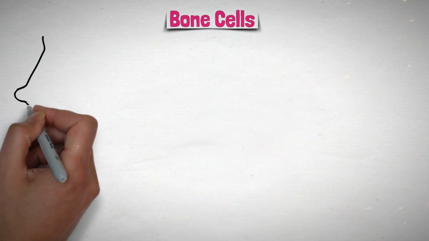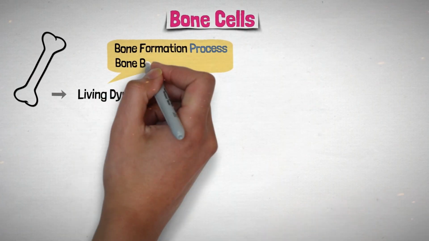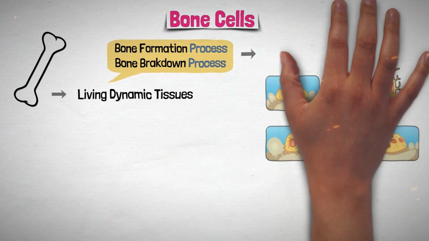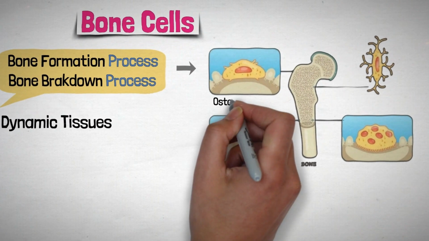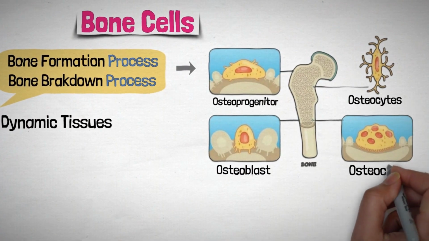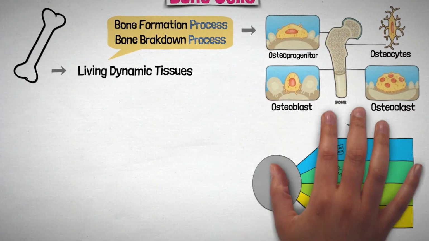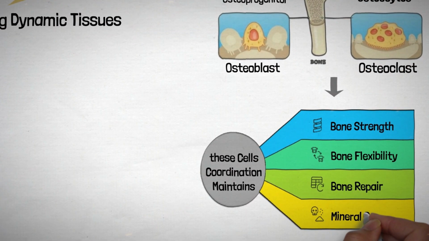Bone cells. Bone is a living, dynamic tissue in which the processes of formation and breakdown are constantly taking place. To control this continuous remodeling, the body has four specialized bone cells: osteoprogenitor cells, osteoblasts, osteocytes, and osteoclasts. The coordination among these four cells is what maintains bone strength, flexibility, repair, and mineral balance.